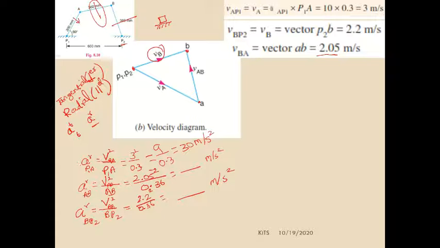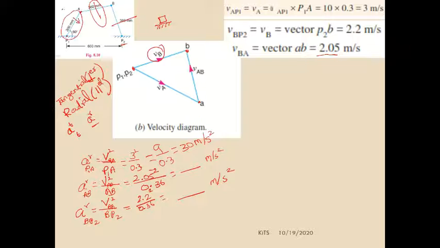So we got radial value for all the components. I told you every link has two components, one radial, one tangential. For AP1, one radial, one tangential. AB, one radial, one tangential. And BP2, one radial and one tangential. But one exception. What is the exception? For the crank, this is the crank, AP1.